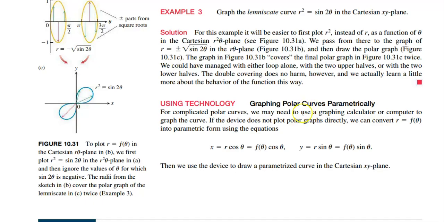For us, when we're trying to graph these things, Desmos is really nice. You can put a parametric or polar graph in Desmos directly, using r cosine theta and r sine theta as the x and y terms. So Desmos is really useful for this stuff.